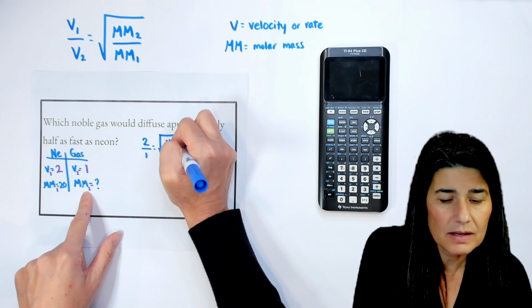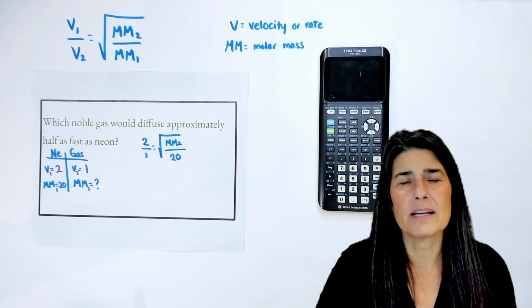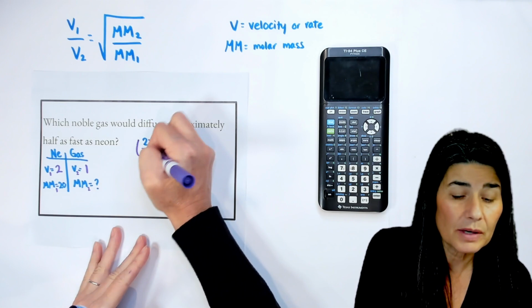Okay, now what do I do? Unfortunately, my variable is buried inside a square root. I need to get rid of my square root. So the way to get rid of a square root, we just square both sides.